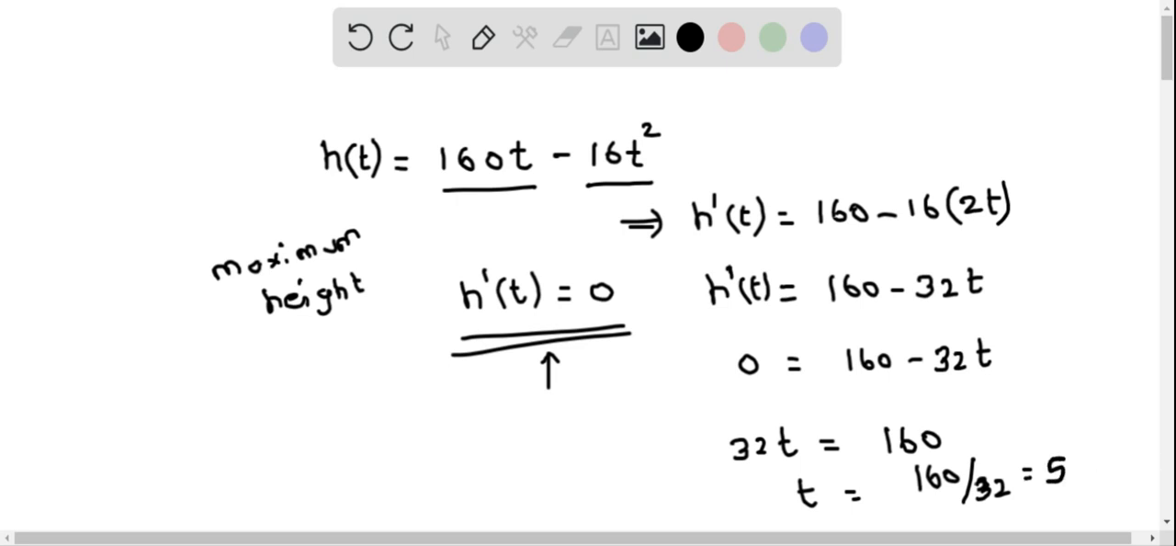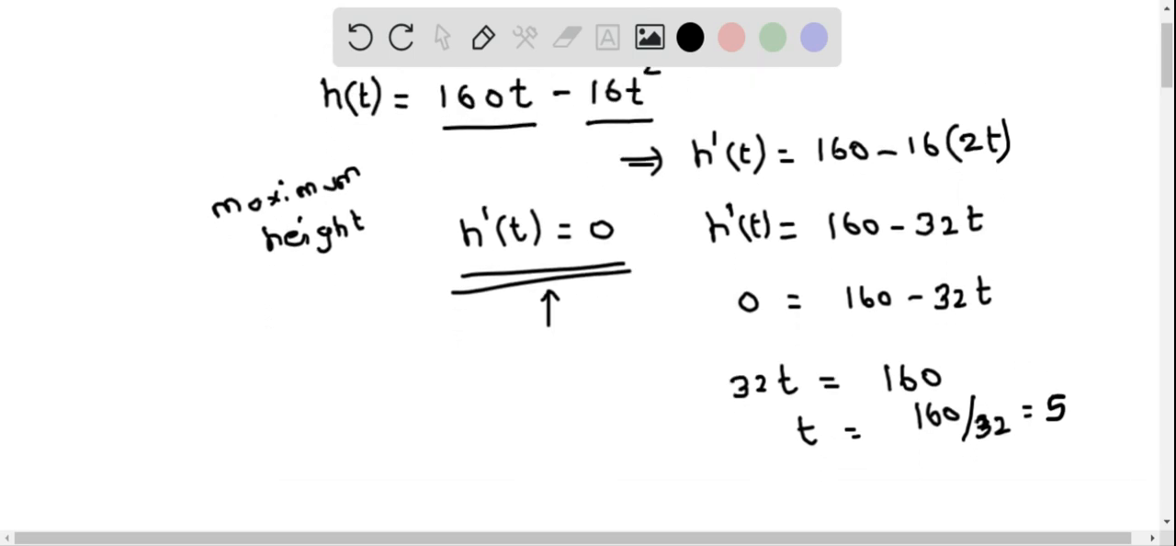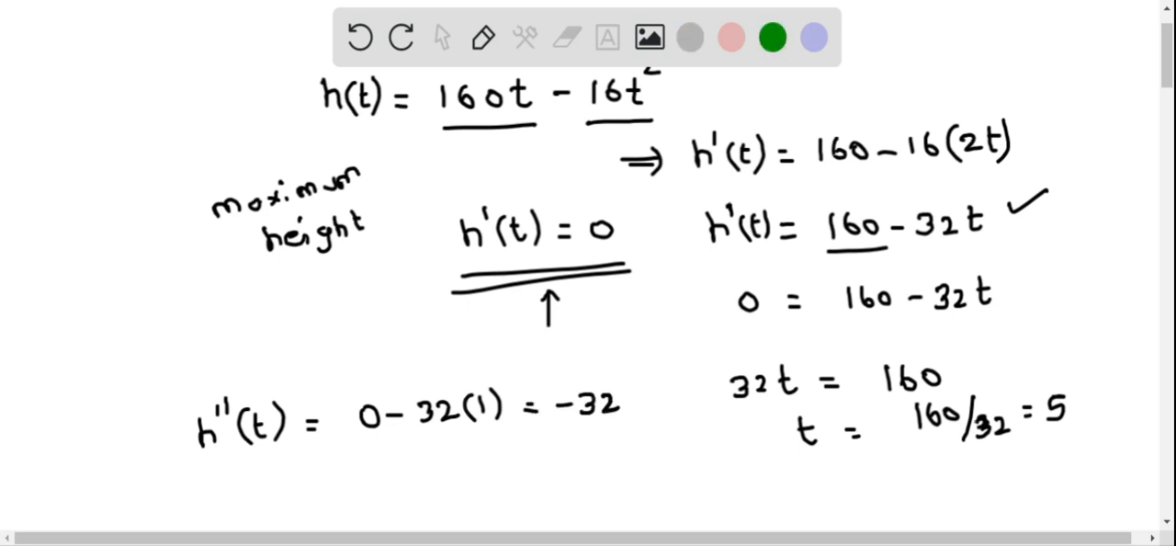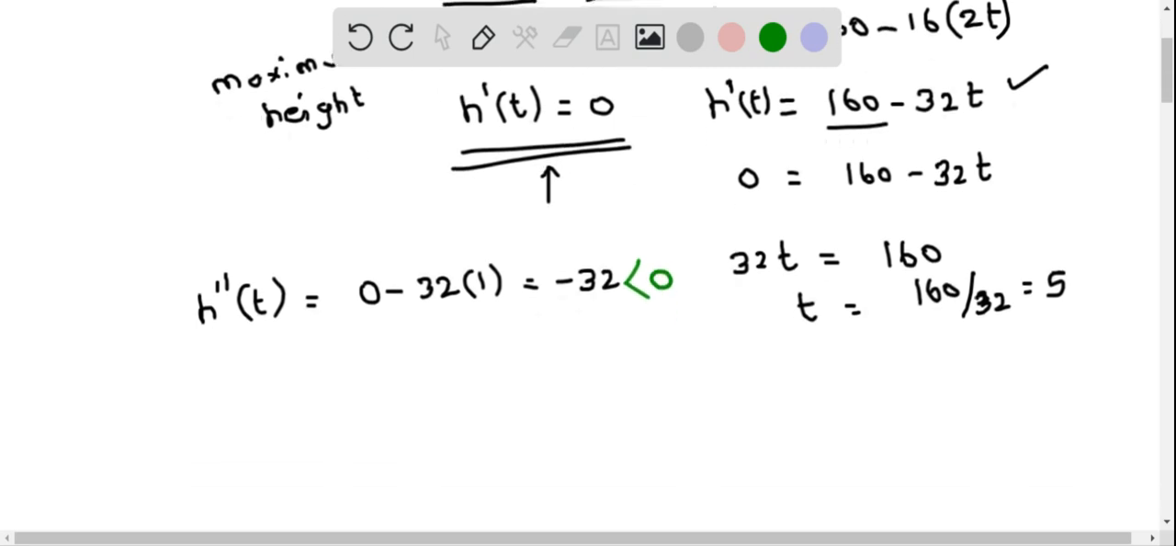We will verify that at this value of t the height is maximum by substituting into the second derivative. So let's find the second derivative of the height function. I'm going to use the first derivative. So we write h double prime of t, which is the second derivative of the height function. And this equals the derivative of 160, which is 0, minus the derivative of 32t, which is 32 times the derivative of t, which is 1. So this is basically negative 32, and this is always less than 0. It is independent of t, so it's going to be negative.